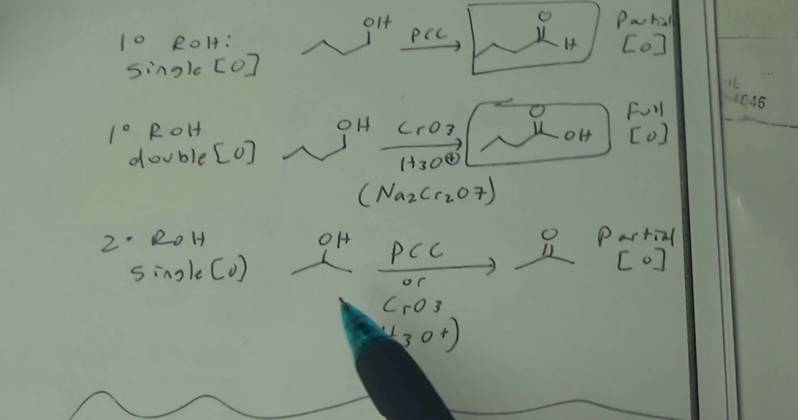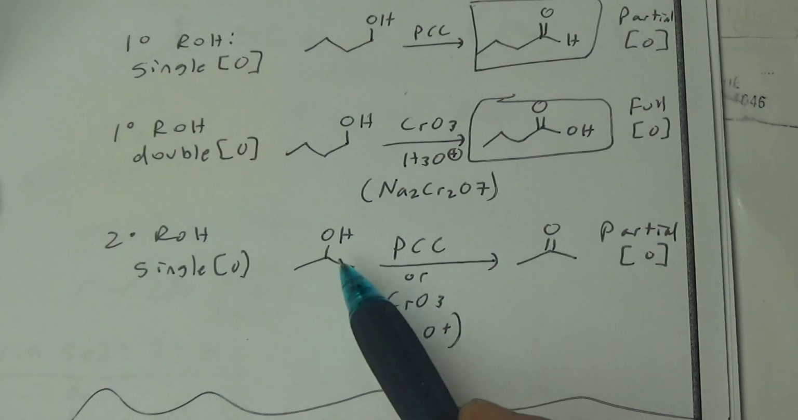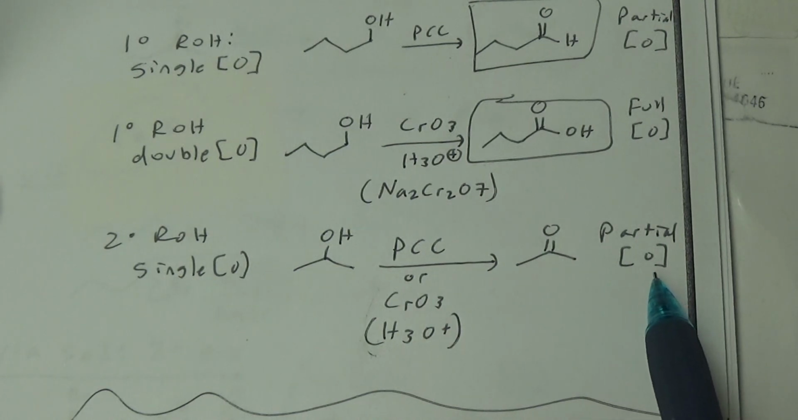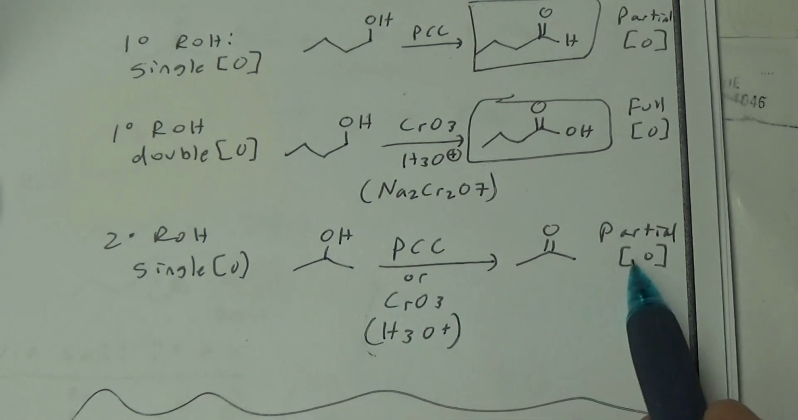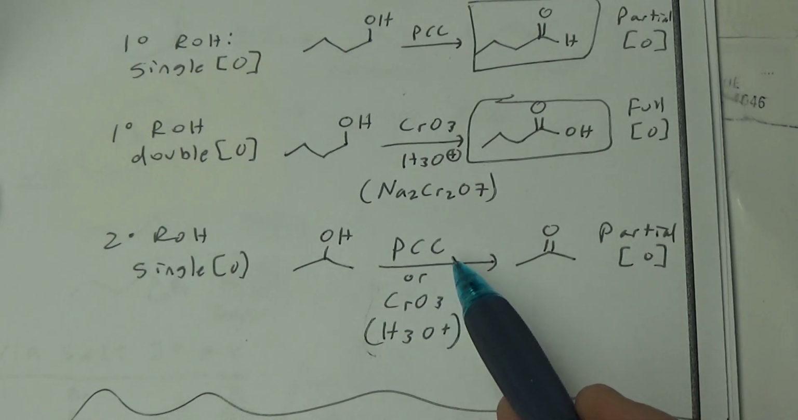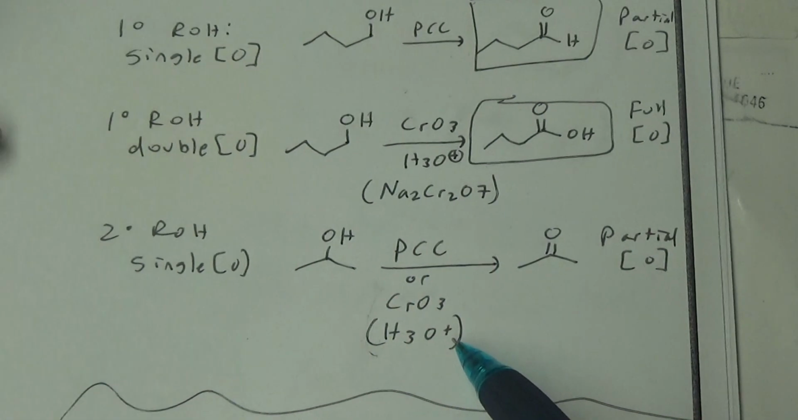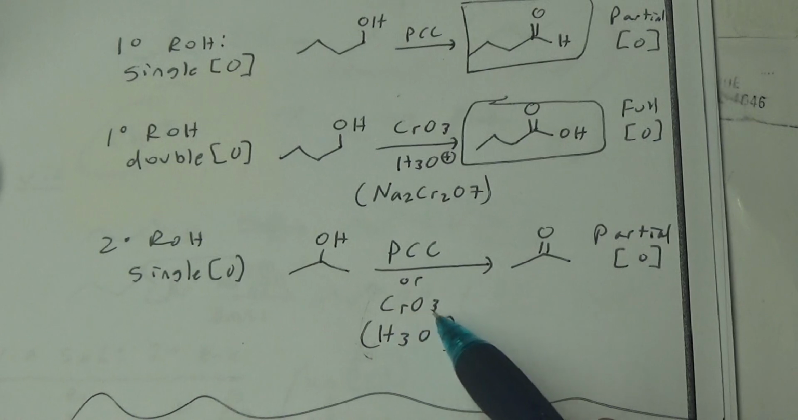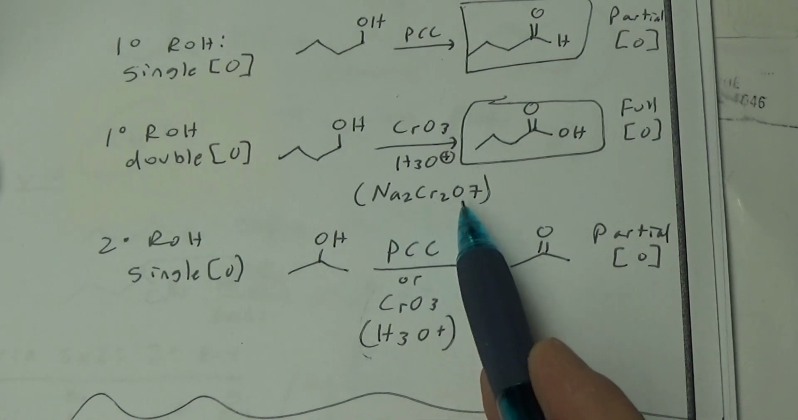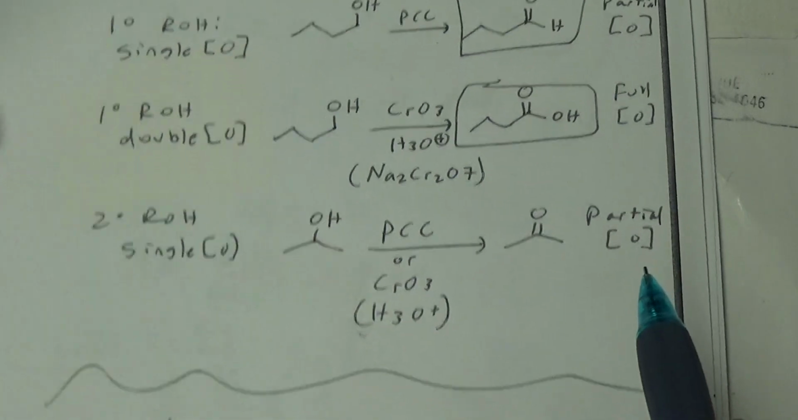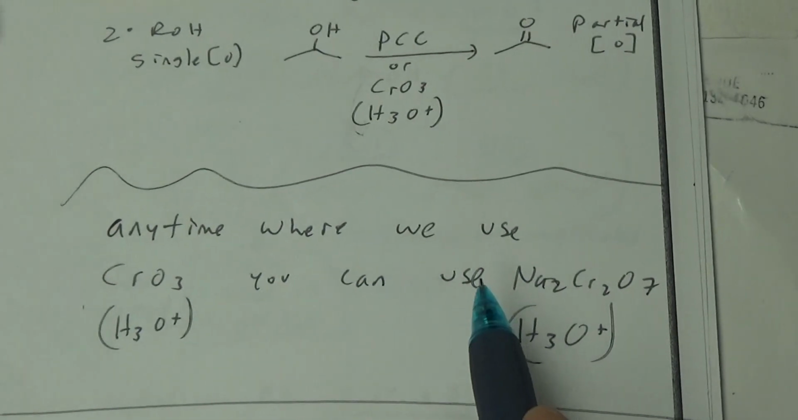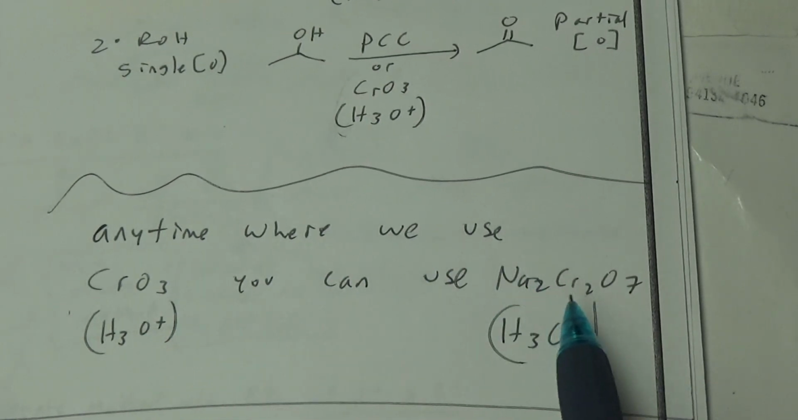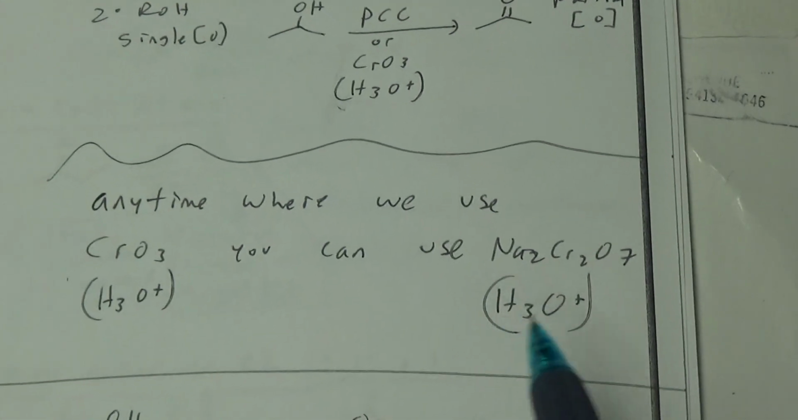If you have a secondary alcohol, you really only have the option of a single-step oxidation from one bond to oxygen to two bonds to oxygen. We'll just call it a partial oxidation, but it's not like you have an option. And for this, you can use either PCC or CrO3 and acid, H3O+. You always need the acid for the CrO3, or also for Na2Cr2O7. So that's kind of where we are, and anywhere we use CrO3, you can also use Na2Cr2O7. That's just another little point.